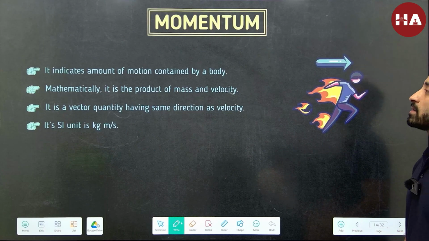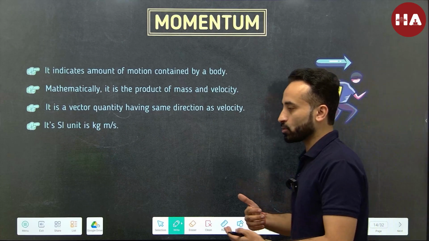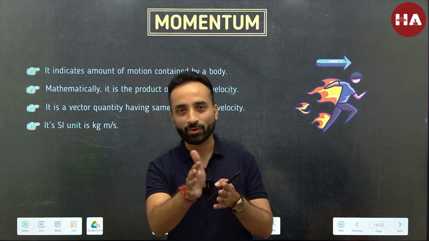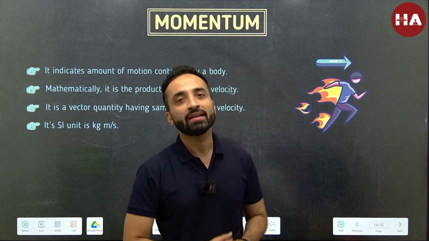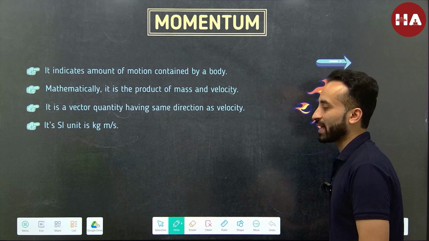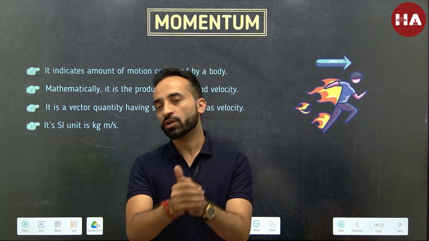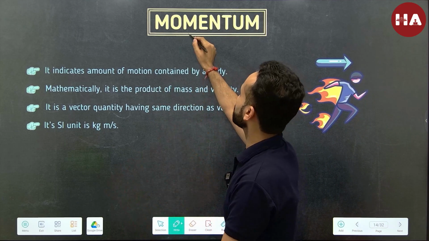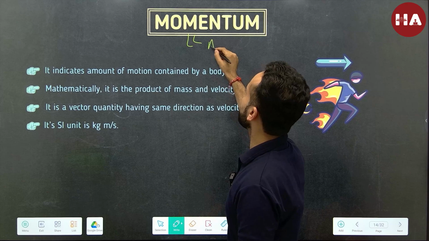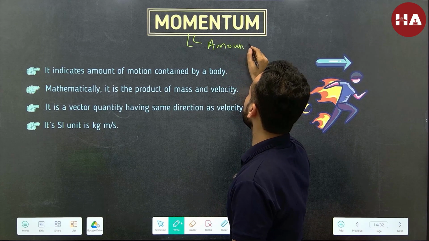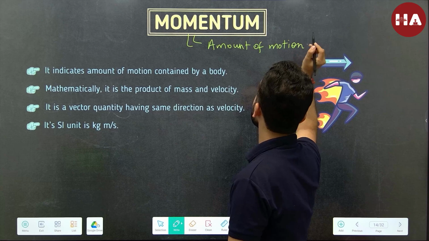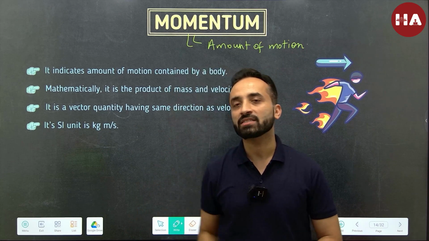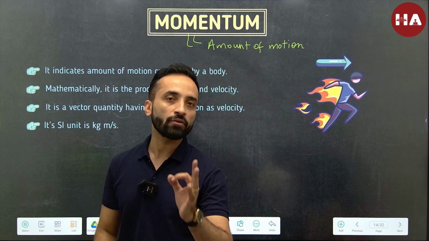Okay, so next, before we go to the second law, so that is what we are doing first. We will discuss the three laws, but before we go to the second law, let's talk about momentum as a physical quantity. What do you mean by momentum? So for me, very simply to put it, it is the amount of motion. If I have to define momentum, I would just say it is the amount of motion.